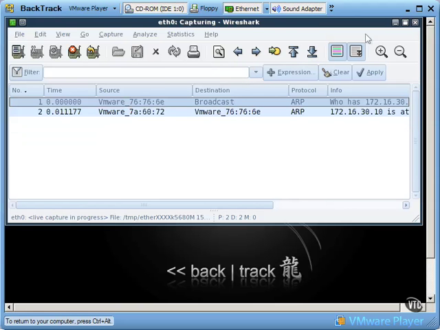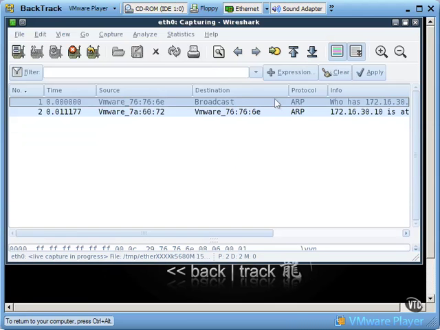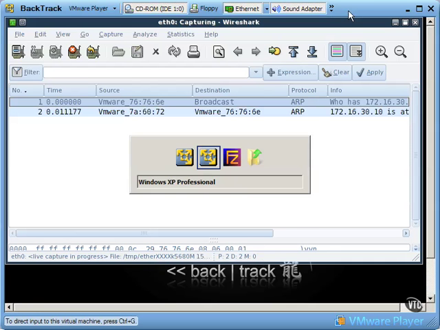And what we got here, we actually got a broadcast back, and this is on the computer that we were running the scan from. So we got a broadcast, an ARP went out, and an ARP came back. So we got that reply back. Now let's go and look at what we got on the Windows XP side.